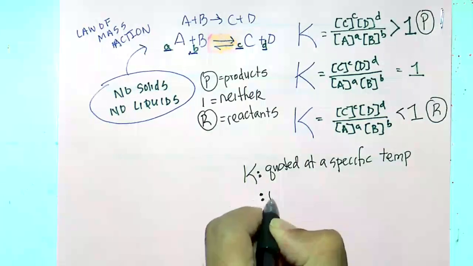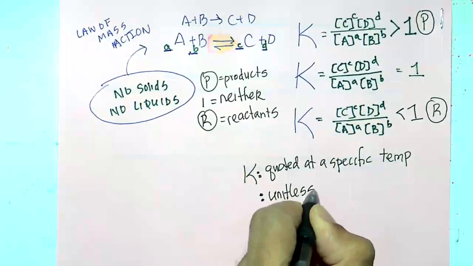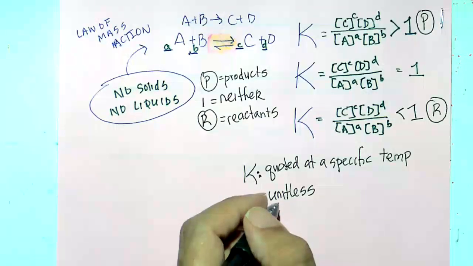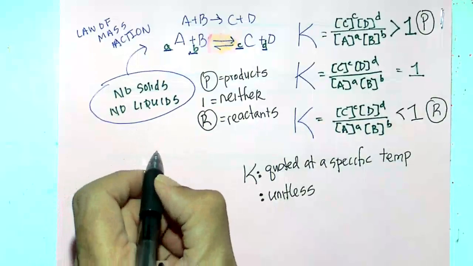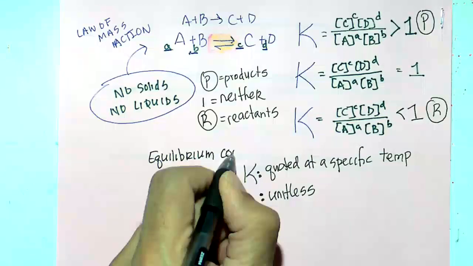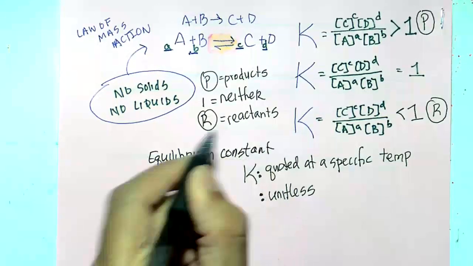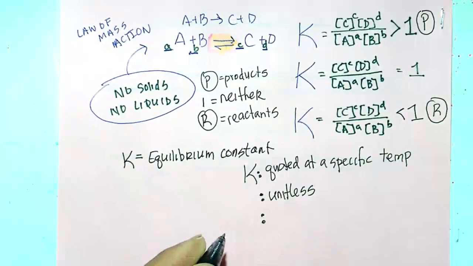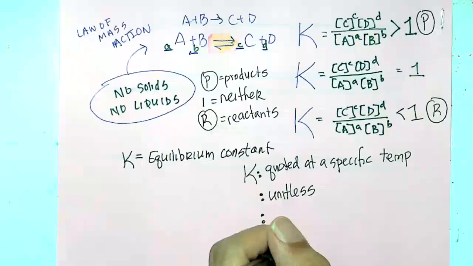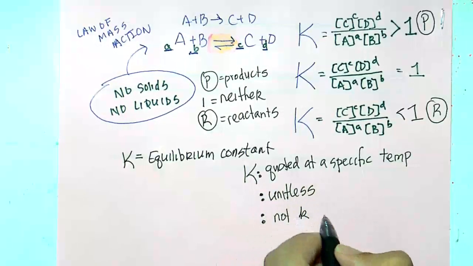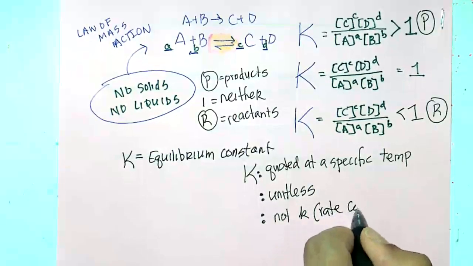All right. This K is unitless. Okay, unitless. So are we going to put units in K? No. We will not put units in capital K because this is, by the way, what is this called? It's called the equilibrium constant. Okay, capital K. And then the last thing that I want to say about the equilibrium constant is it's not lowercase k. Lowercase k is called the rate constant.